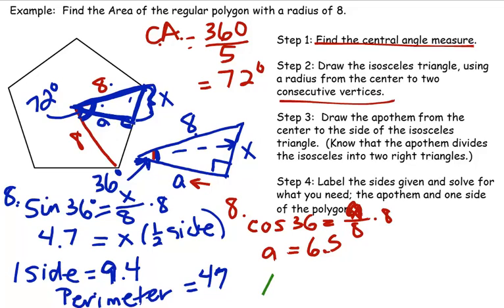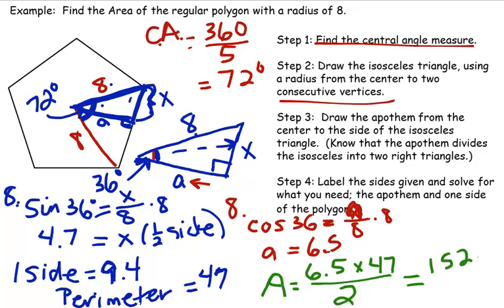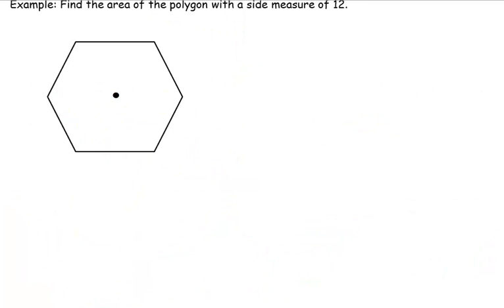to do the area. So my area of the polygon itself is going to be the apothem, 6.5, times the perimeter, 47, and I'm going to divide by 2. Okay, I get 152.75. I know it's a lot of work, but that's how we've got to find them: apothem and perimeter, and then divide by 2. Okay, let's do one more together, and then you can get started on your worksheet.